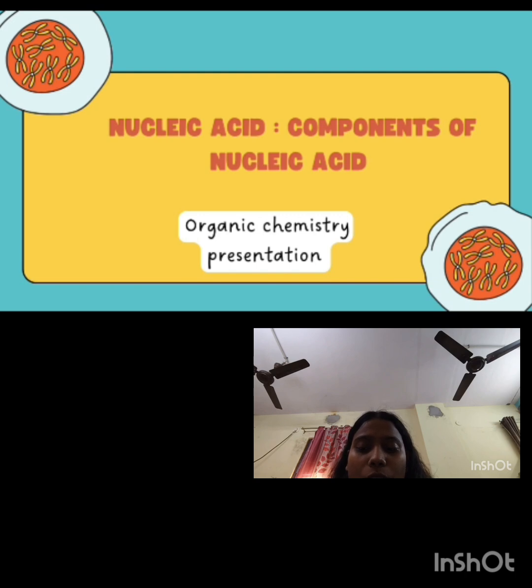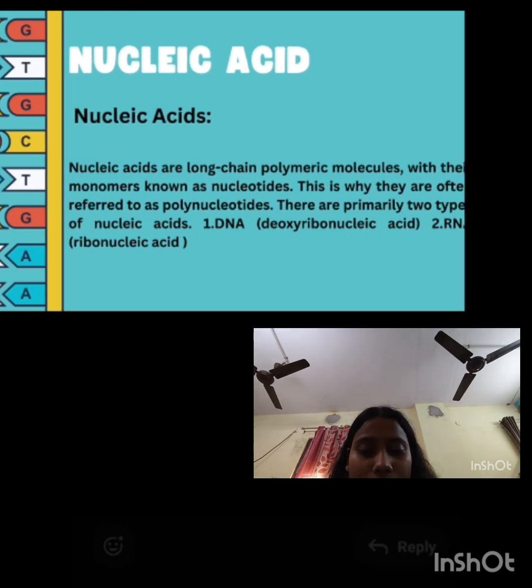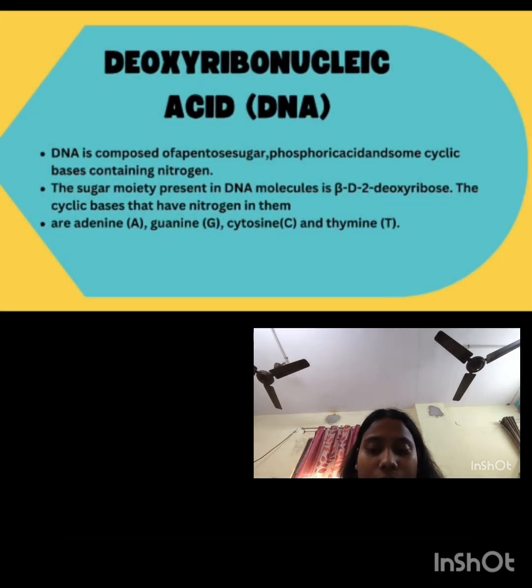Today I am going to present on nucleic acid, components of nucleic acid. So I am starting with the first slide, which is nucleic acid. Nucleic acids are long chain polymeric molecules with the monomer known as nucleotide. This is why they are often referred to as polynucleotides. There are primarily two types of nucleic acid. The first one is DNA, deoxyribonucleic acid, and RNA, ribonucleic acid. My second slide is deoxyribonucleic acid.